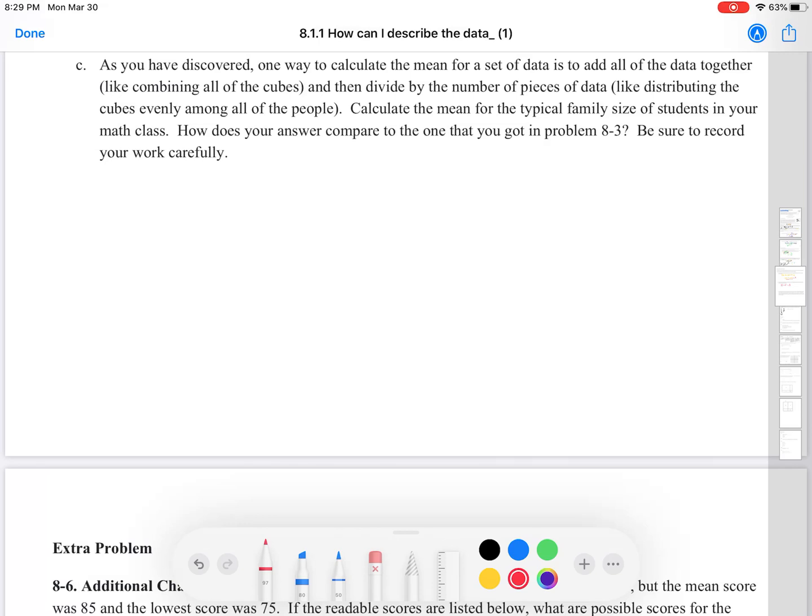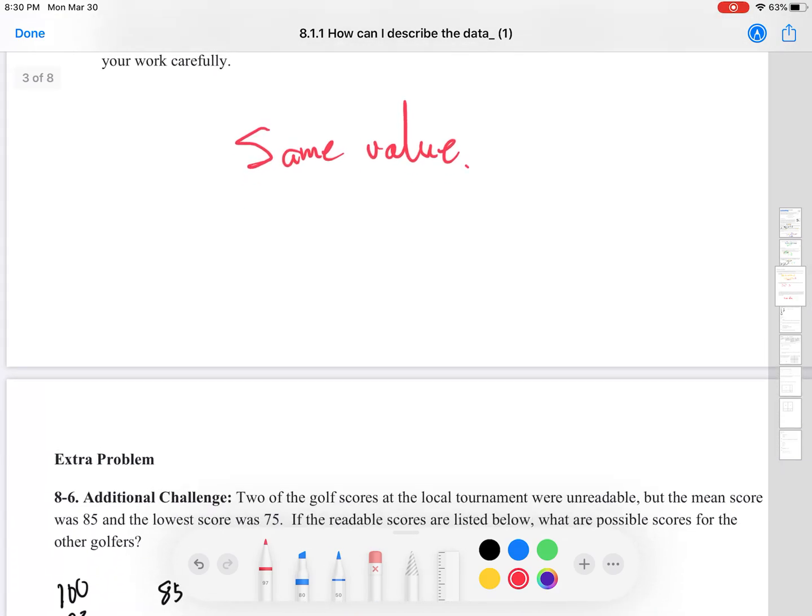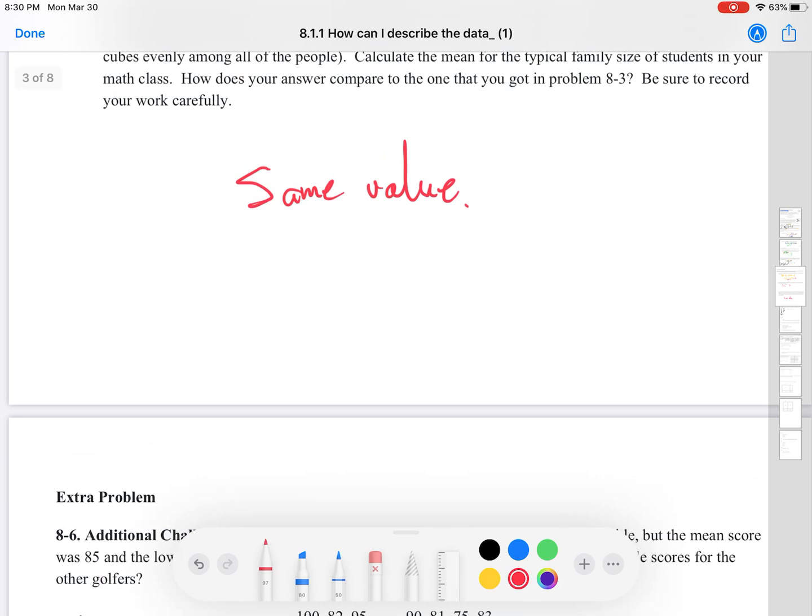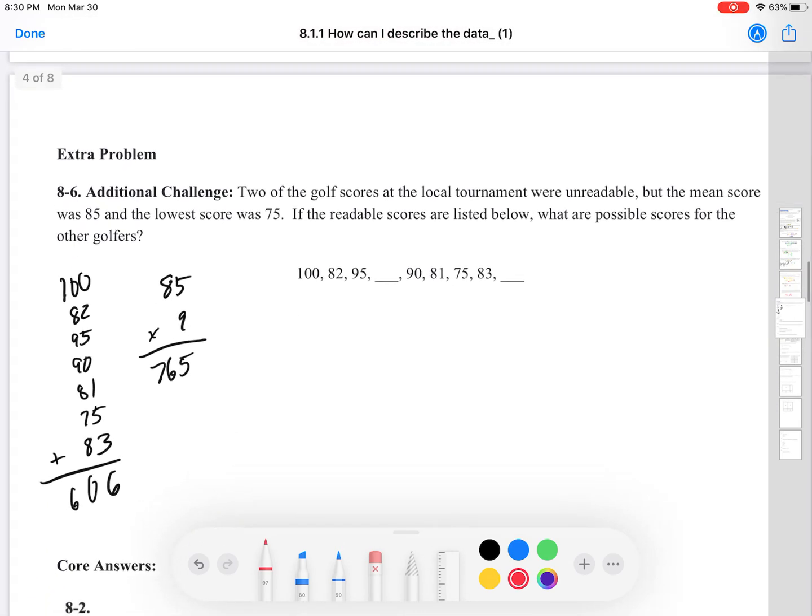Calculate the mean for the typical family size of students in your math class. How does it compare to the problem you got in 8-3? Be sure to record your work carefully. Well, we actually kind of just did that already. Up above, we calculated it and then we recorded that, right? So how does it compare? Well, we notice that it is the same value when we shared those cubes out, or when we did the calculation of the average.